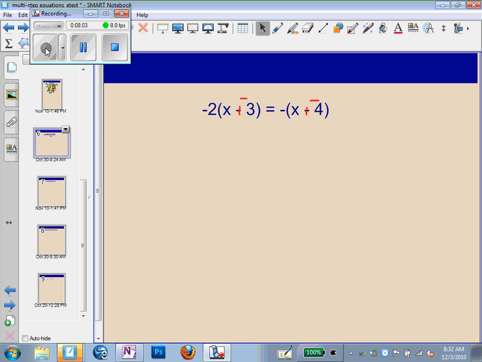On the left-hand side, when we distribute, we're going to get negative 2 times x plus negative 2 times negative 3.